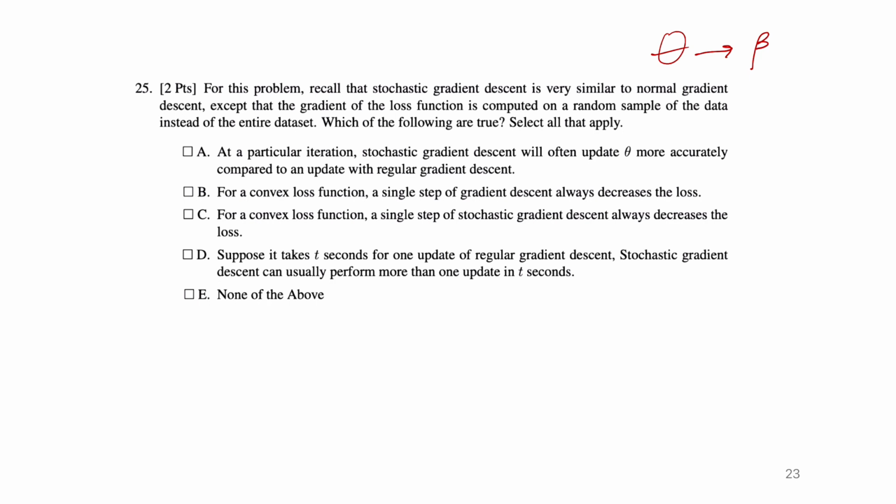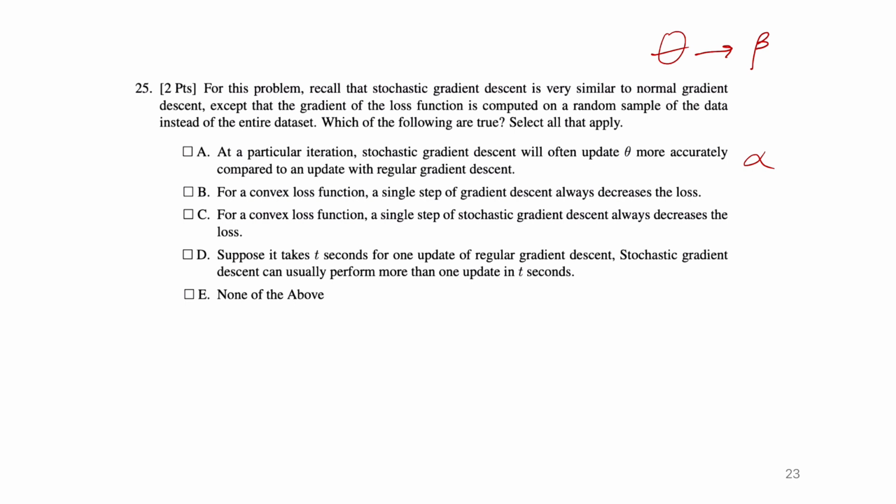For a convex loss function, a single step of gradient descent always decreases the loss. True? False. Okay, it is false, and the reason is that it also depends on our alpha value, our step size. Next: for a convex loss function, a single step of stochastic gradient descent always decreases the loss. Is this true? False?